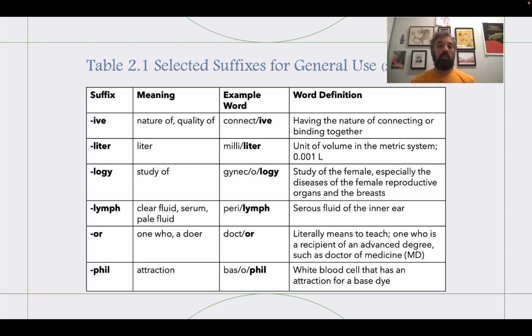-ive is the nature of a general thing or a quality of something. -ologist is having to do with a specialist. -ology or -logy is the study of. -lymph is having to deal with lymph, or it's a clear fluid. -or is one who does something. -phil is the attraction or love of, which is a really weird thing. So if you look at the example that it uses, like basophil, that just means that it was dyed with a basic stain. So it's attracted to this basic stain, which is weird, but that's what -phil means.